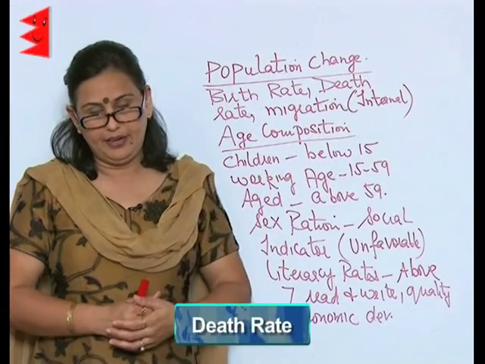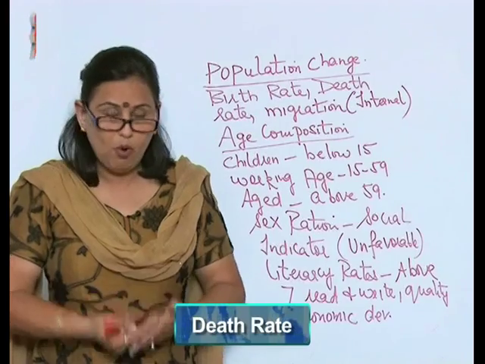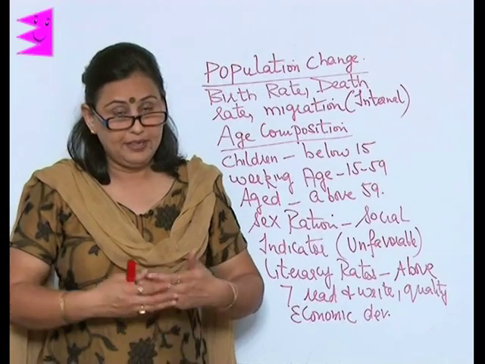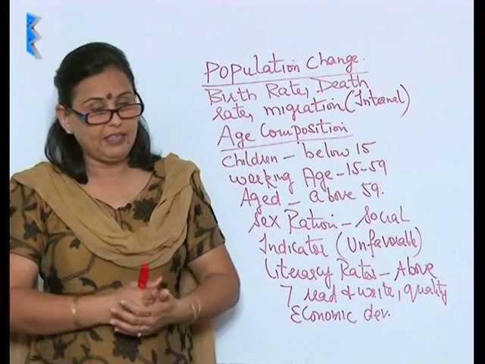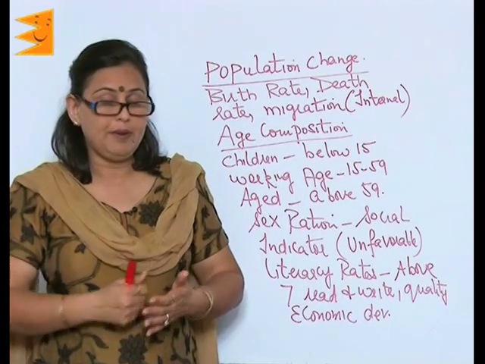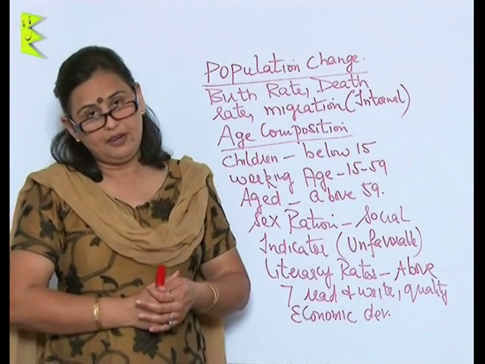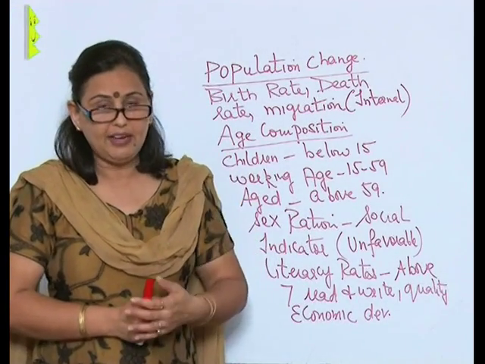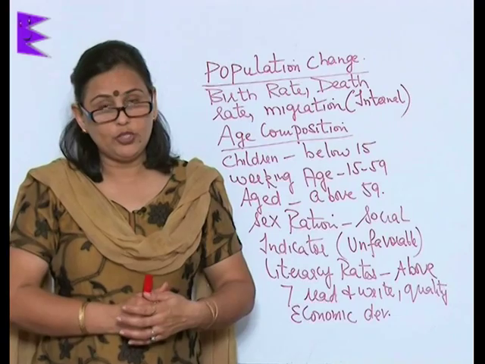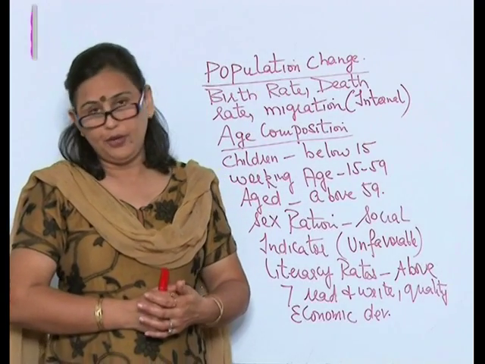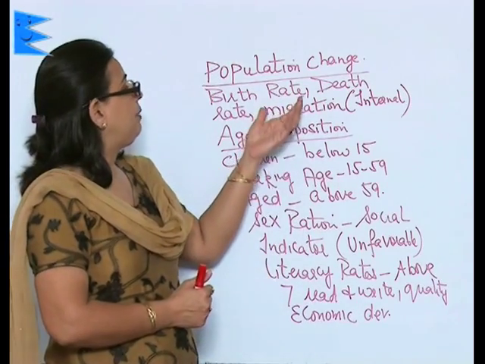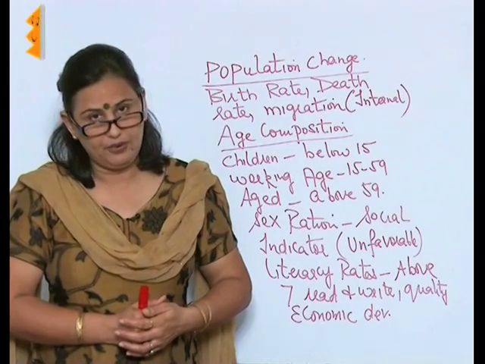Then is the death rate. If the death rate is more, then the population will come down. And you must understand that the death rate could be due to so many factors. If it is due to people not getting good medical facilities, then it is an underdeveloped country. That is another factor which we come to know about a country. But it could also be due to a natural or a human disaster. So many factors actually influence the birth rate and the death rate of a country.